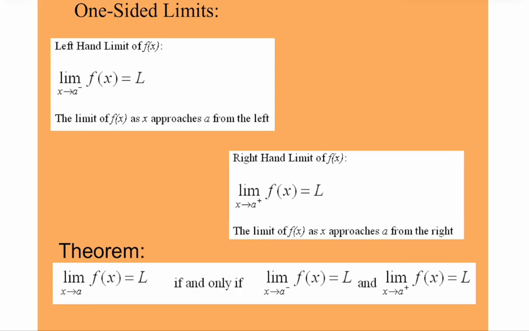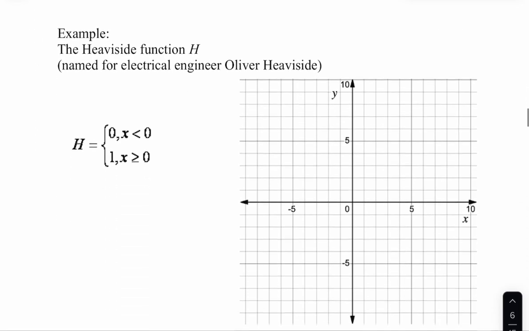So the left and the right side have to match, or the limit doesn't exist at that point. So there is a function. This is kind of like a switch. We think of it as an on and off. You might recall in some type of electrical applications, you kind of think 0 as an off and a 1 as an on sort of thing. So this is called the Heaviside function because it was named after an electrical engineer.